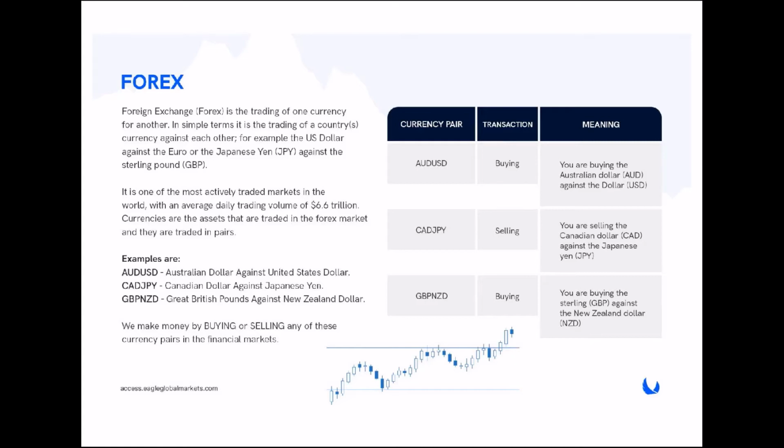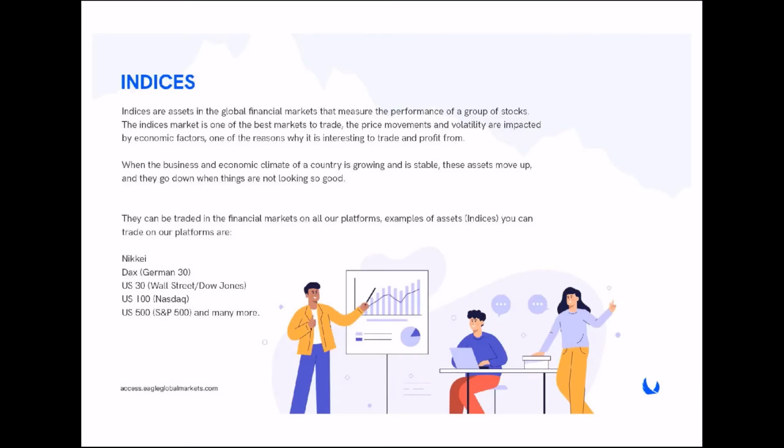Now, CAD/JPY, you're selling. It means you're selling the Canadian dollar against the Japanese yen. Why are you selling the Canadian dollar? It basically means possibly the Canadian dollar is not doing well and the Japanese yen is doing well from an economic perspective. GBP/NZD buying means you are buying the sterling against the New Zealand dollar, which means the Great British pound is doing better than the New Zealand dollar, because possibly Boris is doing a good job in the UK, and you feel the New Zealand region is not doing well. That's just one of the economic reasons you might be looking to buy GBP against NZD.